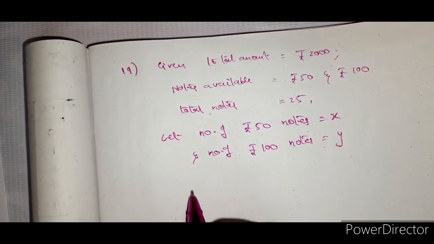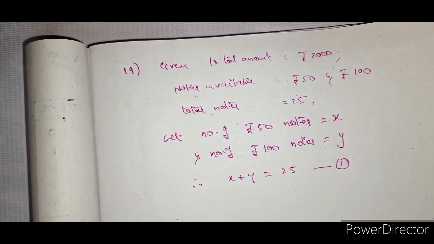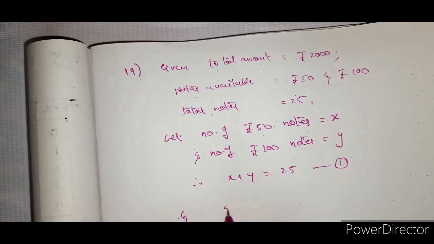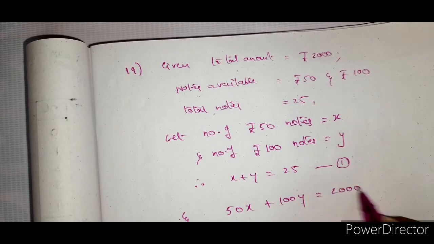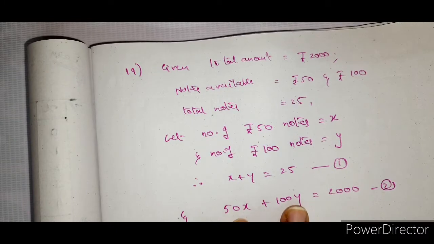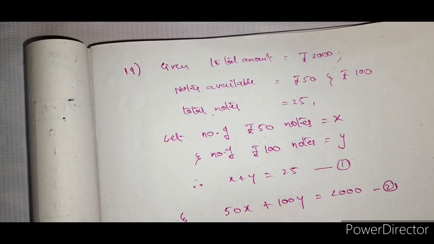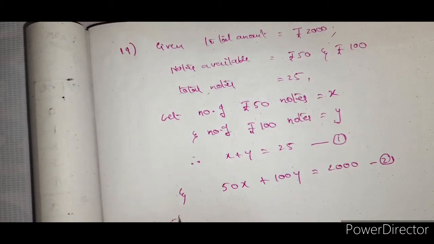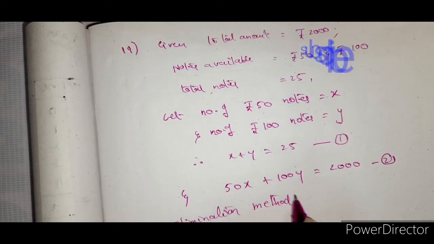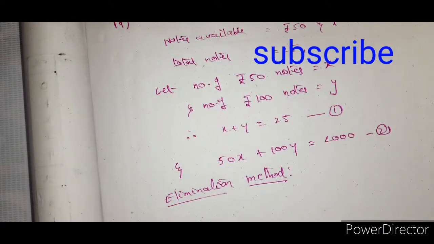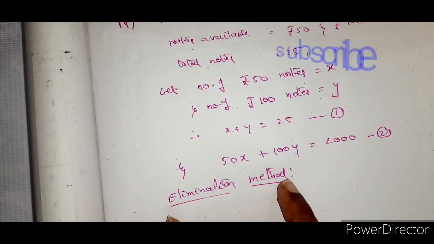Now therefore X plus Y is equal to 25. This is equation 1. And 50X plus 100Y is equal to 2000. This is equation 2. That means total amount is 2000, total number of notes 25. Okay. Now which method do we have to use? Elimination method. So therefore I am putting it here. I am writing also the side heading, Elimination method, so that the examiner will not be in search of which method you used. He understands that you know that this is the method asked.